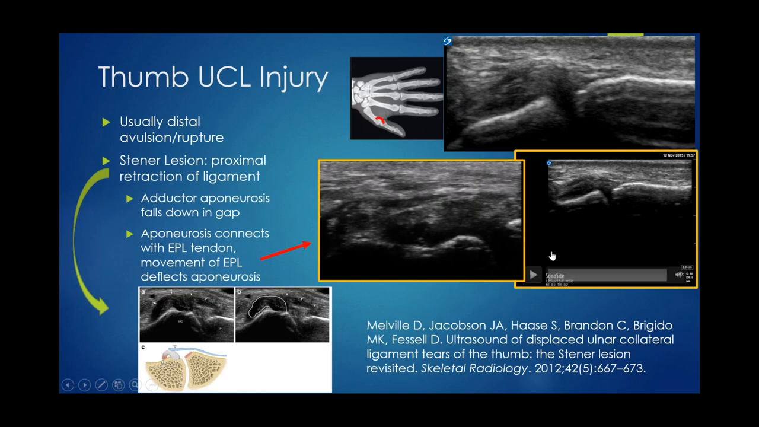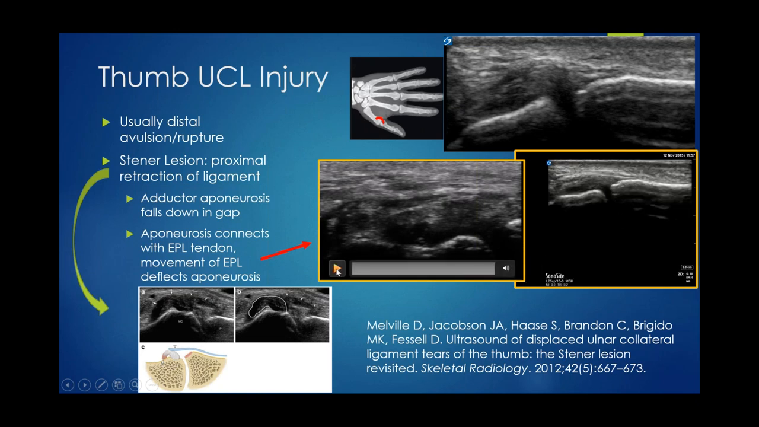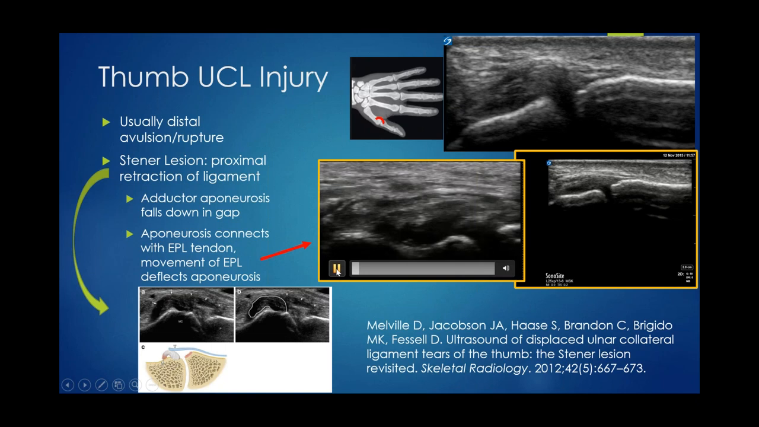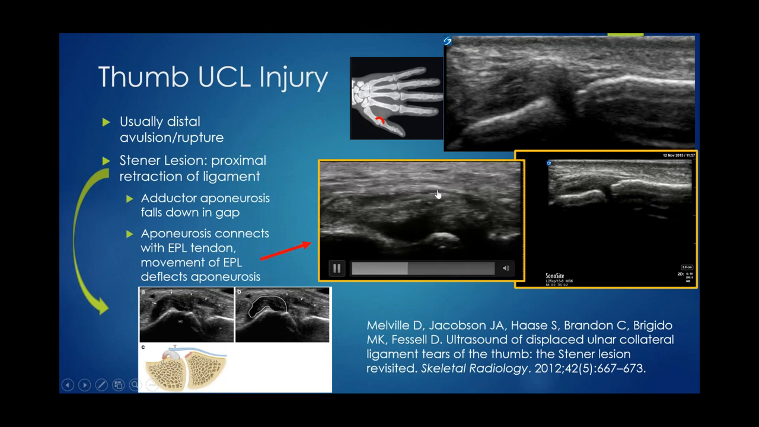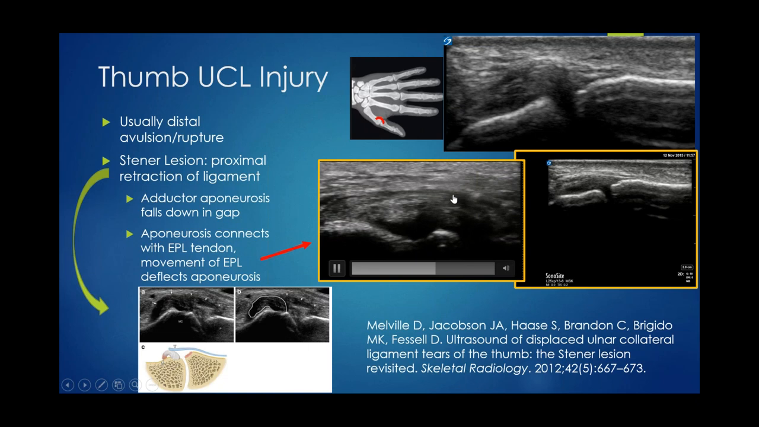The ulnar collateral ligament can be easily visualized dynamically on ultrasound, either with deflecting the thumb with the transducer or using your opposing hand. Looking for the integrity of the ligament, you could compare side to side to see if there is excess displacement on the symptomatic side versus the asymptomatic side. Additionally, to help delineate the location of the adductor aponeurosis, you can dynamically move the aponeurosis.